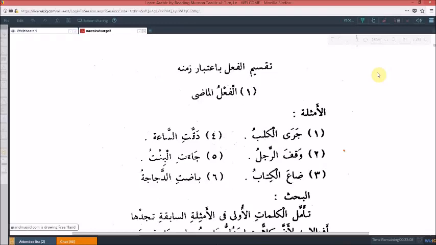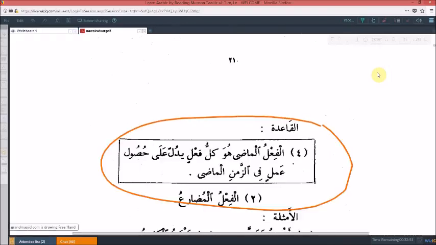Number 4. We're talking about the fi'l al-Madi here. Let me scroll down to the qaida. Oh. No problem. I'm sorry.